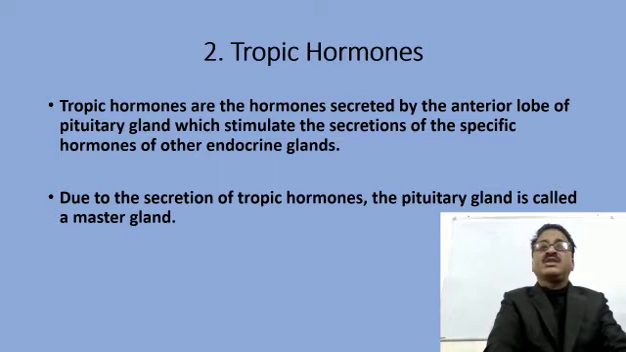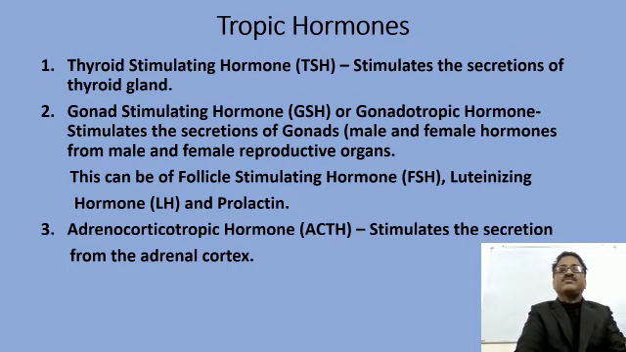This is because the anterior lobe of the pituitary gland secretes tropic hormones. It is to be mentioned in your explanation: anterior lobe of pituitary gland secretes tropic hormones. These hormones stimulate the secretions of the specific hormones of other endocrine glands. That is why it is known as a master gland. Now let us know about these tropic hormones.